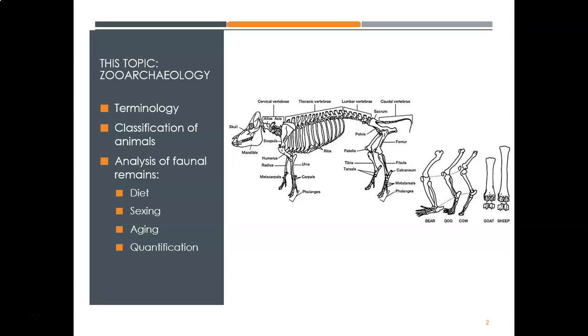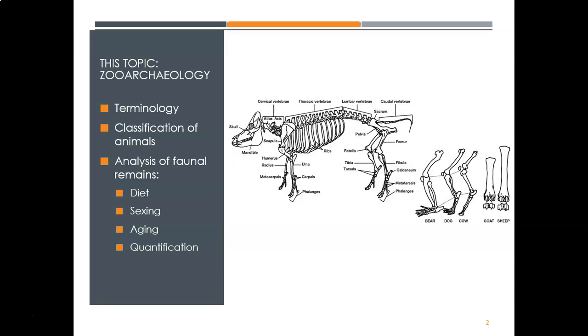So what are we going to do? Well, we're going to get more into zoo archaeology, focusing on the methods we use to analyze faunal assemblages. Okay, so for those of you who've taken biology, some of this in terms of terminology and classification of animals will be a little bit of review. Again, that's kind of background information.